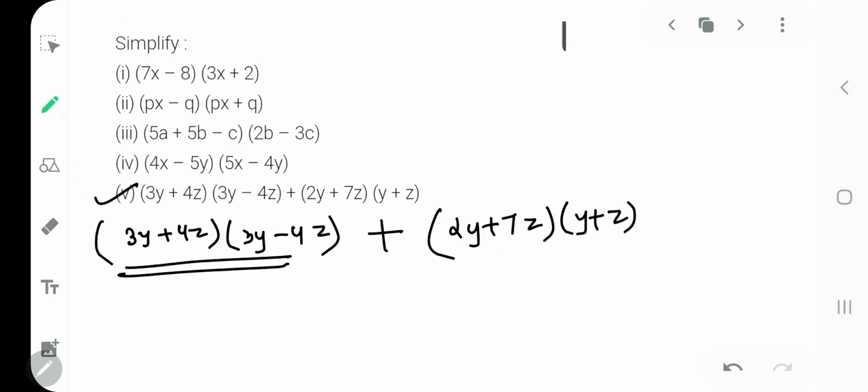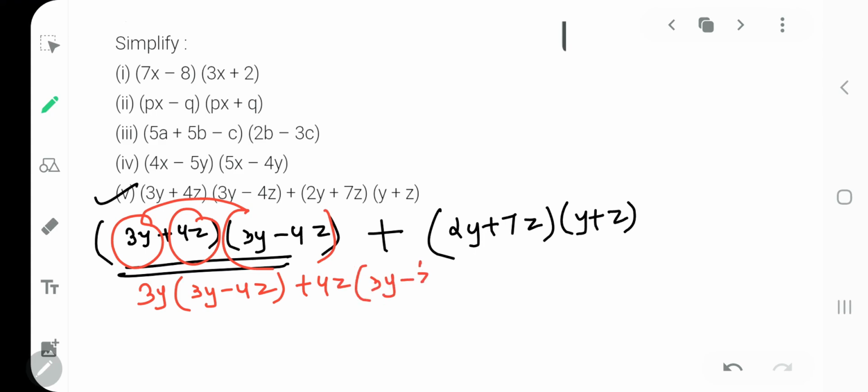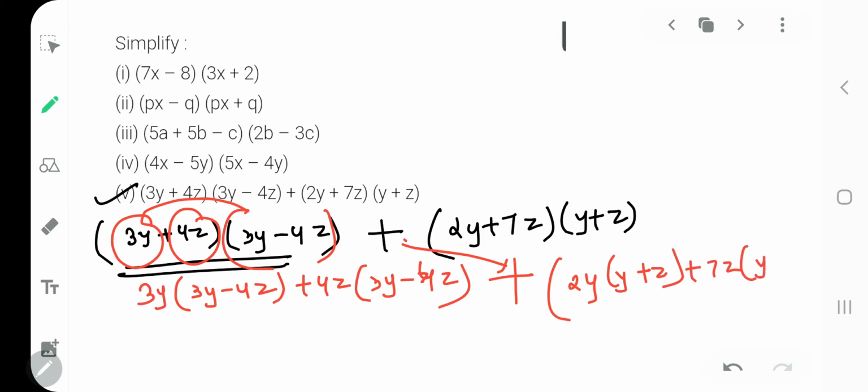You have to open this bracket, my dear kids. How will you open? 3y with the entire bracket, 3y minus 4z. Again plus 4z with the entire bracket, 3y minus 4z. And this plus sign here, 2y with y plus z and 7z again with y plus z. So you have to take each term of one bracket and multiply with the other whole bracket.